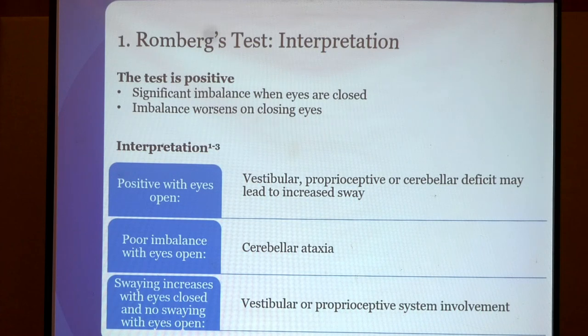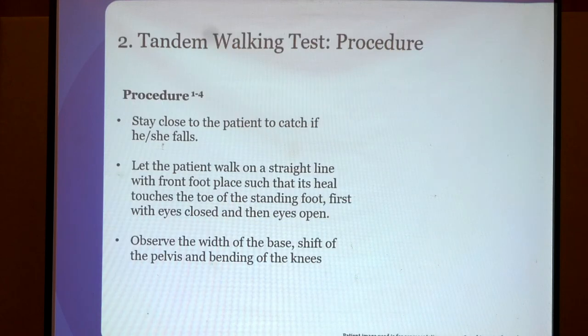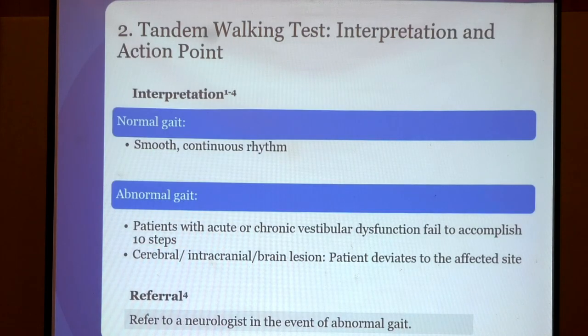Interpretation: positive with eyes open means vestibular, progressive or cerebellar deficit may lead to increasing sway. Poor balance with the eyes open could be a cerebellar ataxia. Swaying increases with eyes closed and no swaying with eyes open, then vestibular or proprioceptive systems involvement. Then do a tandem walking test. Normal gait is smooth, continuous rhythm. Abnormal gait: patients with acute or chronic vestibular dysfunction fail to accomplish even 10 steps. In cerebral, intracranial, brain lesions, the patient deviates to the affected side.